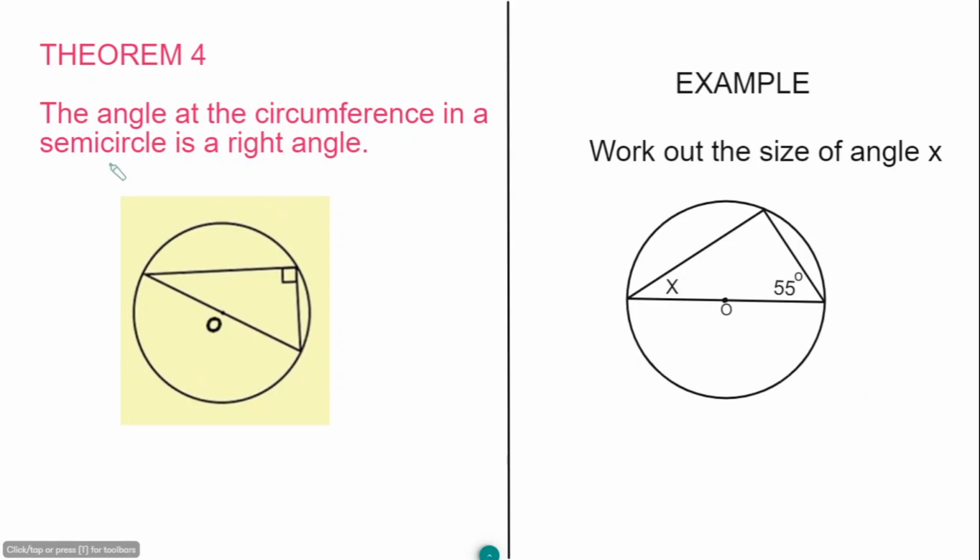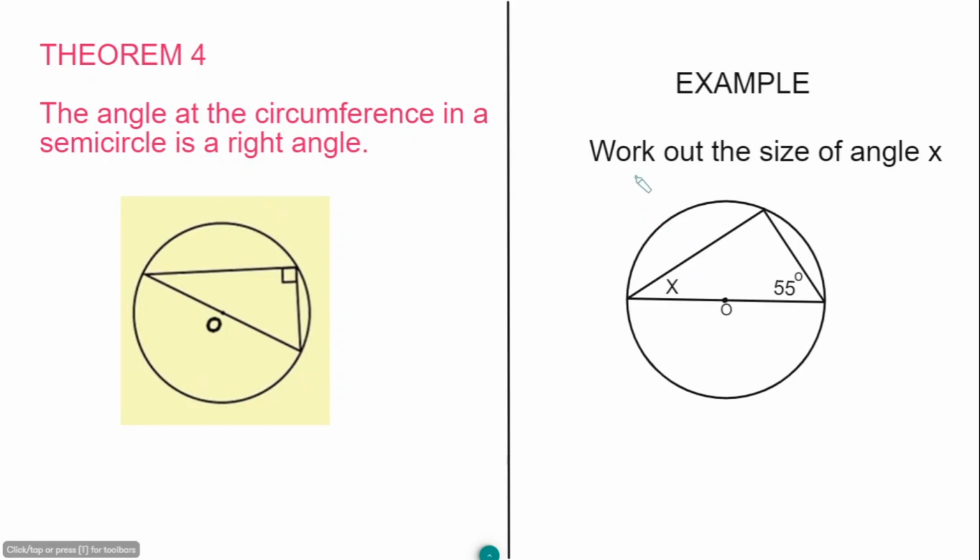Now this theorem says that the angle at the circumference in a semicircle is a right angle. Now you can see a center, you can see this triangle with this line passing through the center and making an angle at the circumference. Now very important, you notice that this line passes through the center O, okay, and it makes an angle at the circumference here, and this angle is always 90 degrees. Very easy.